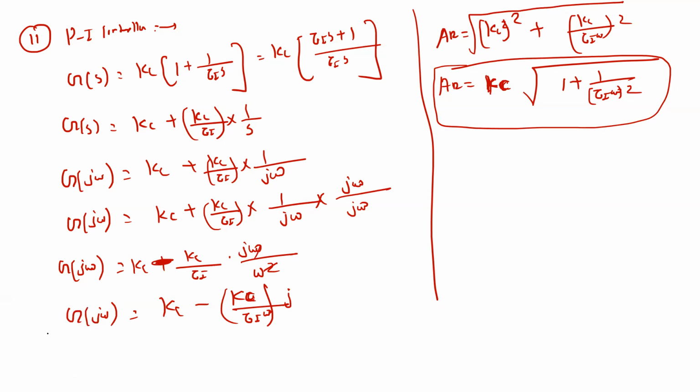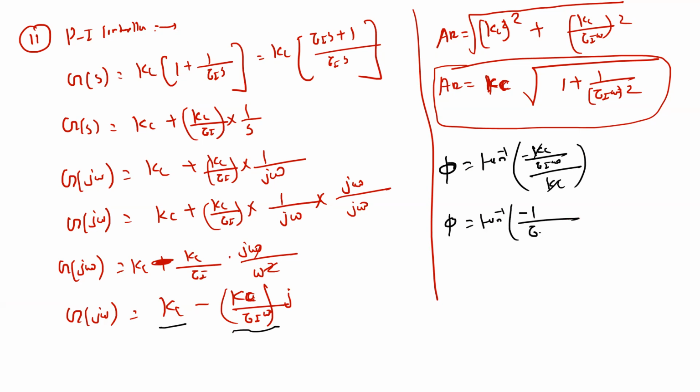Right? Now, if I want to calculate the value of phi, phi is equal to how much? Tan inverse of B divided by A. So that is (Kc by tau I omega) divided by Kc. So this Kc will get cancelled out and it will be minus. The value of phi is equal to tan inverse of minus 1 upon tau I omega. Is it fine? So we have got the amplitude ratio, Kc times this expression, and the phase angle phi. This is called the phase angle.